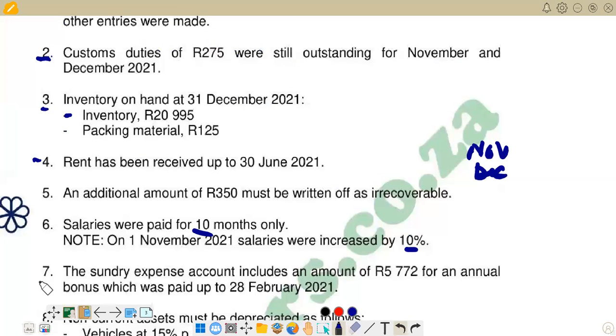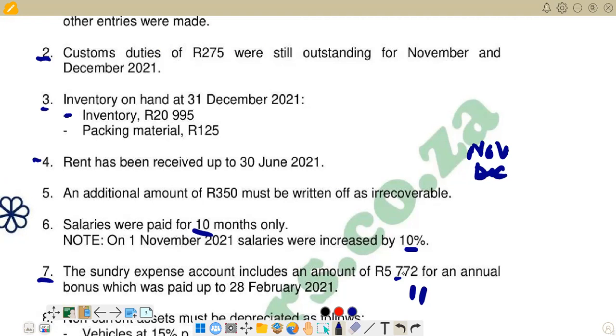Right, item 7, the sundry expense account includes an amount of 5,772 for an annual bonus which was paid up to 28 February 2021. So this was paid up to 28 February 2021, and remember our financial year is ending on 31 December 2021. So it means we have got January and February inside this 5,772. So we need to remove it since it doesn't belong to this year. Like what we were saying, according to the matching principle, what doesn't belong to this year, we don't record it. So this January and February doesn't belong to this year. We have to remove it by subtracting.